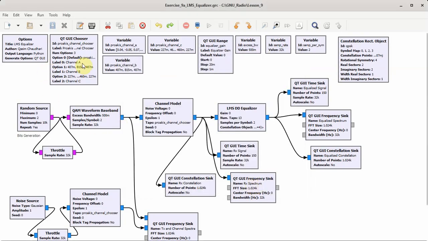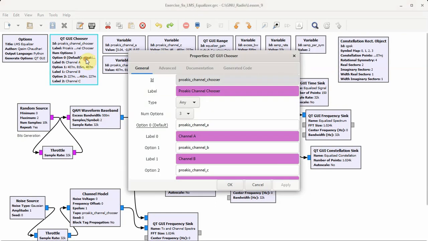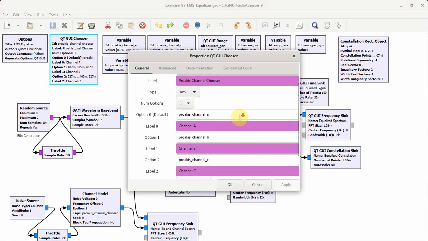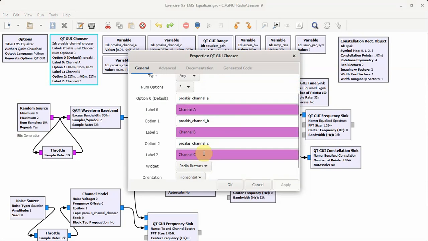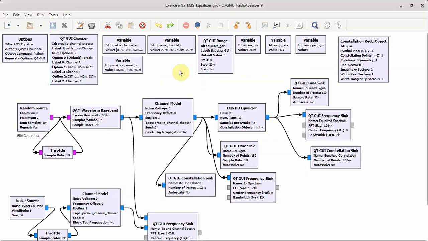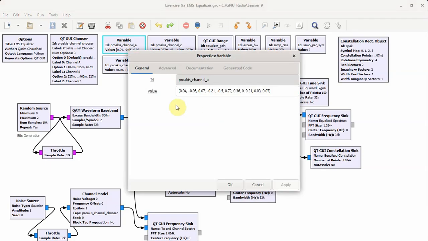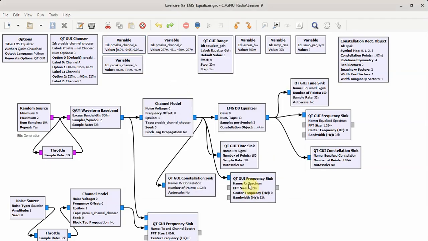Let us start with the variables. I have a GUI chooser that chooses among 3 channels, channel A, channel B and channel C. These are the standard multipath channels discussed in Proakis' book. Proakis has written an excellent book on digital communication. So the variables contain the coefficients of those multipath channels. Later we will see that channel A is pretty benign, channel B is relatively harsh, and channel C is quite harsh. And we will see how the equalizer overcomes the distortion caused by these channels.